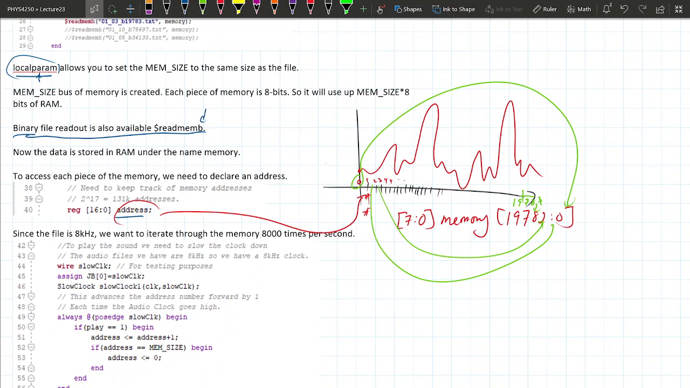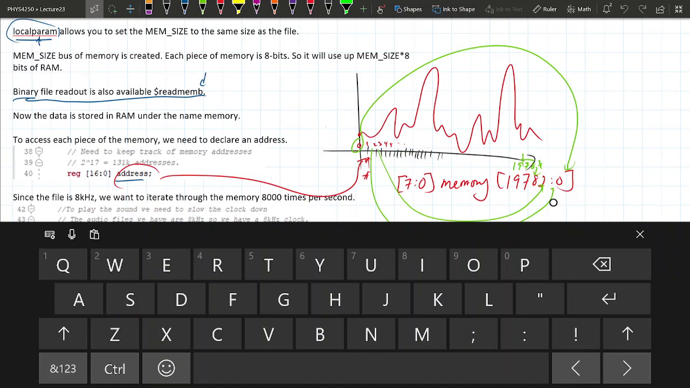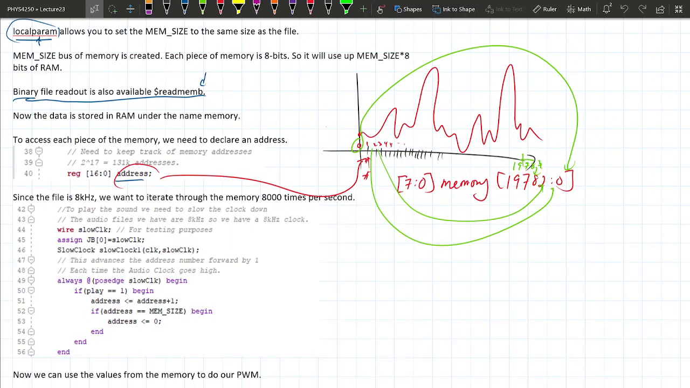So this address is counting this up. That means how fast should it be changing? Should it be changing at the same rate as the pulse width modulation clock or a different clock? Different clock. Which one? How fast should it be if it's the same sample rate as the audio? The audio rate, yeah.